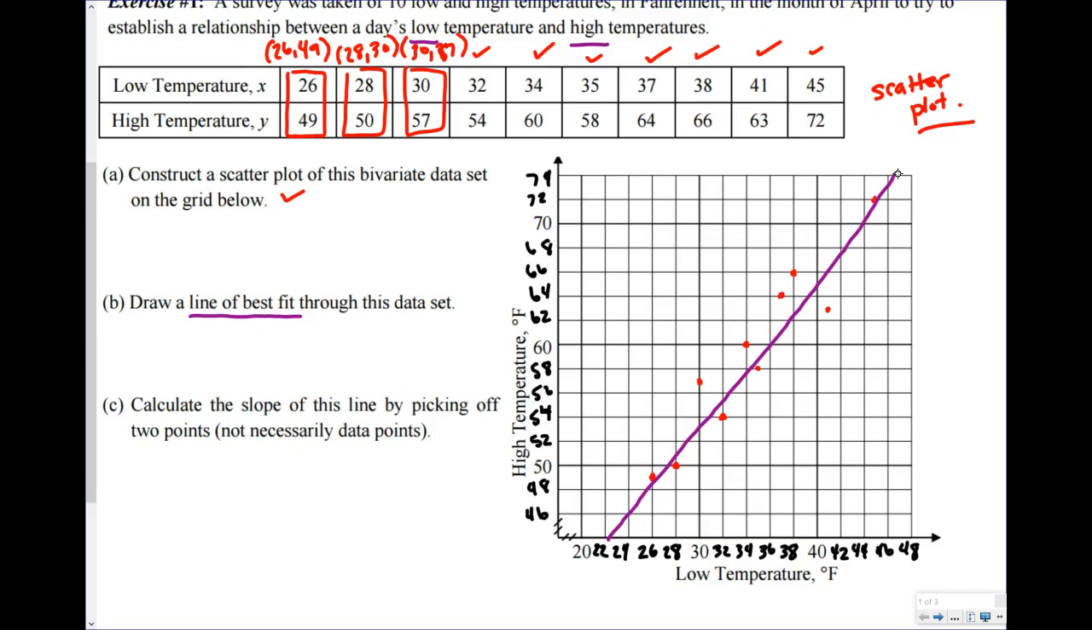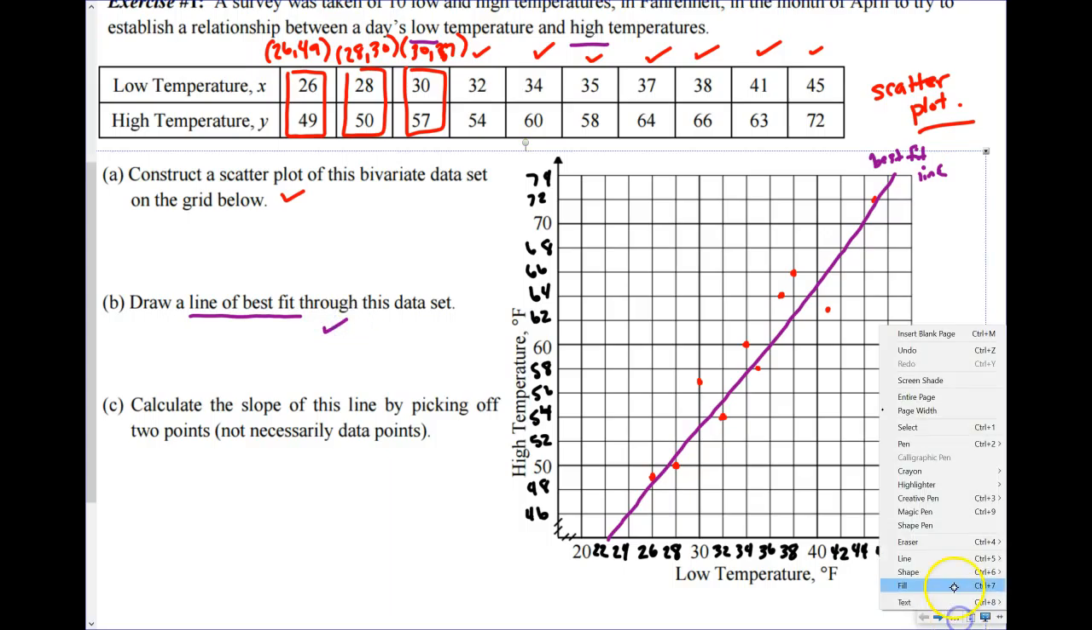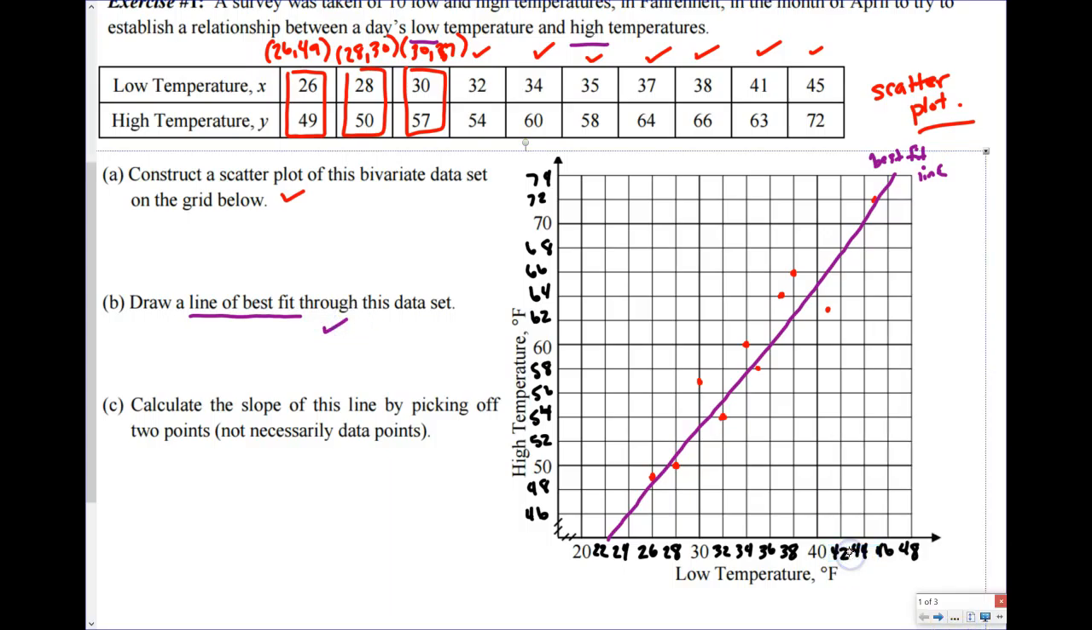It's kind of going through some of the points, not all, but this is my best fit line. There's no one perfect way to do this. You're estimating your line of best fit. You're just kind of drawing a line through these points. Okay? So that was line of best fit. Now the next part says calculate your slope by picking off 2 points, not necessarily data points.